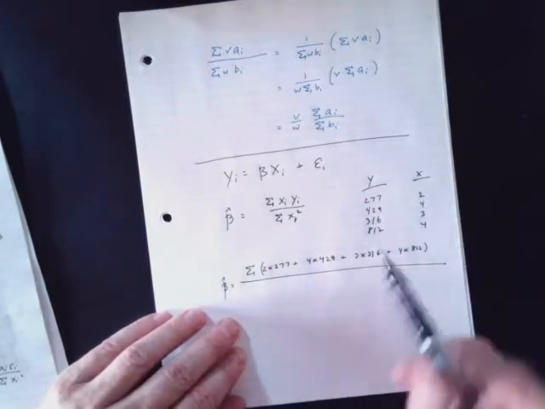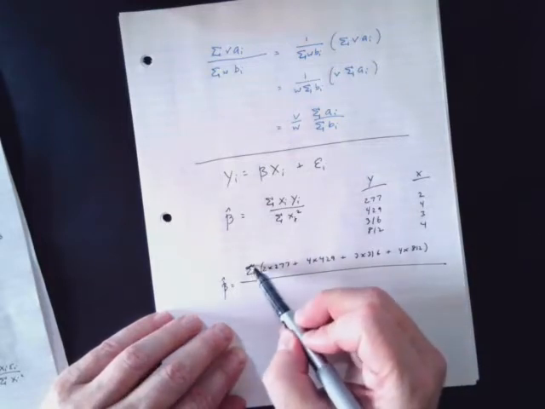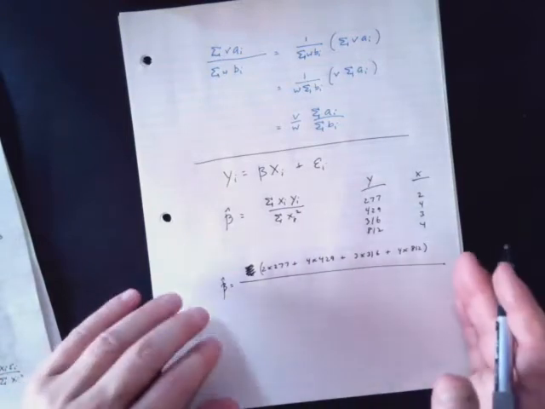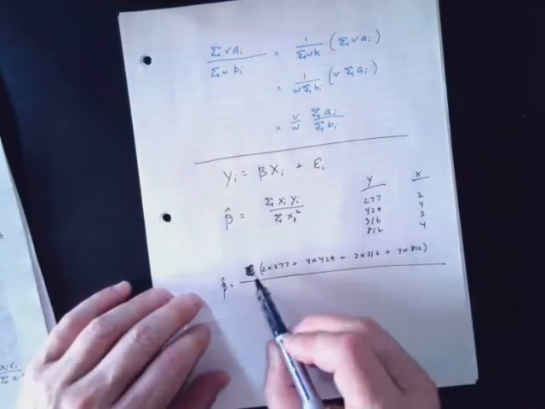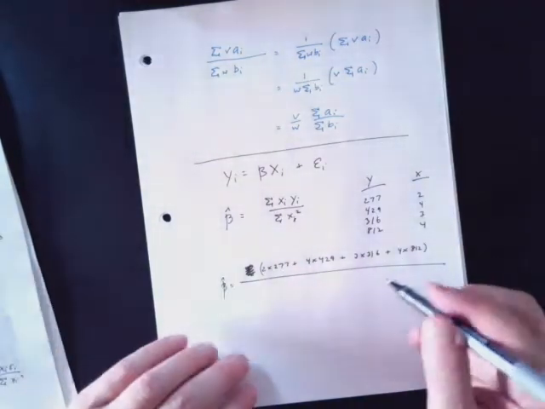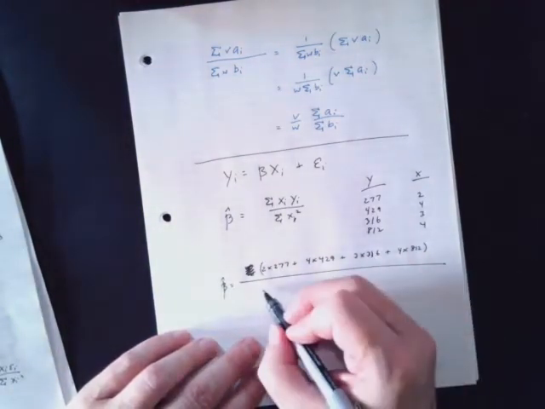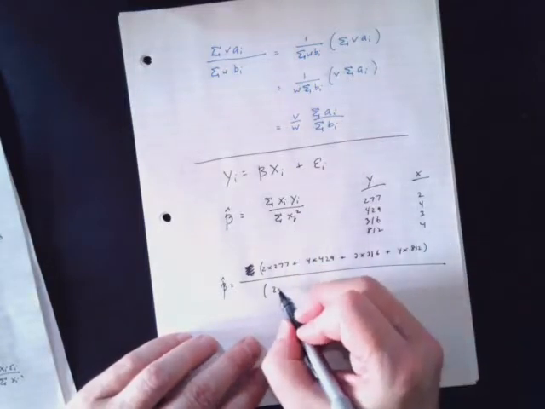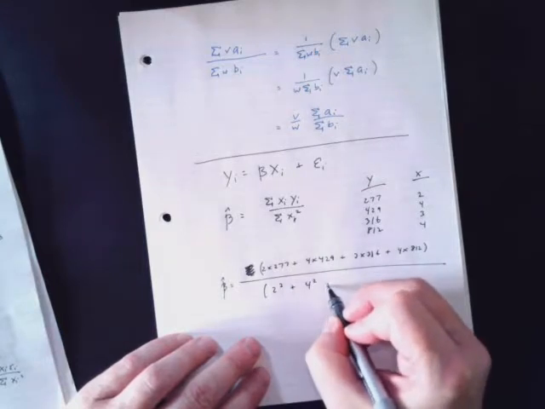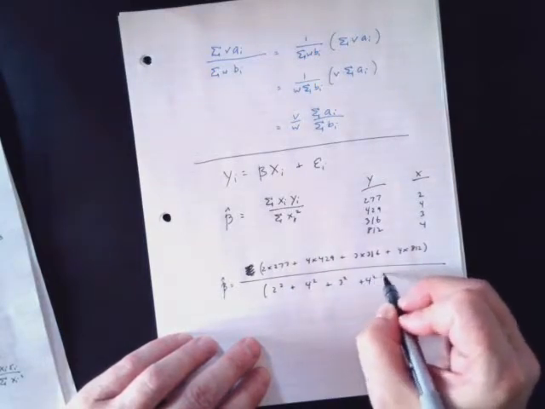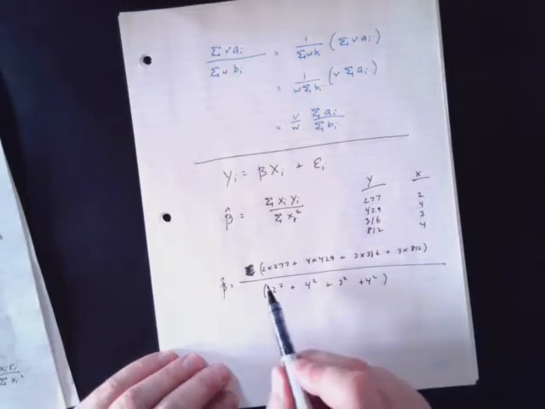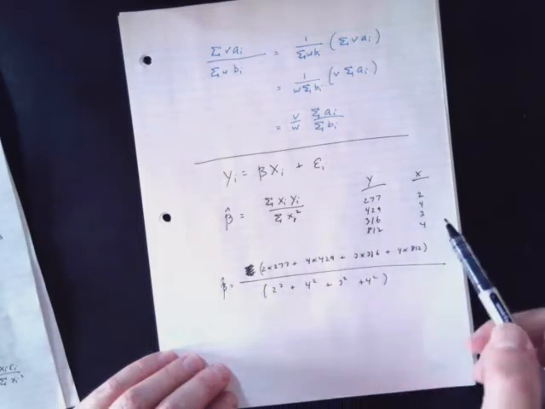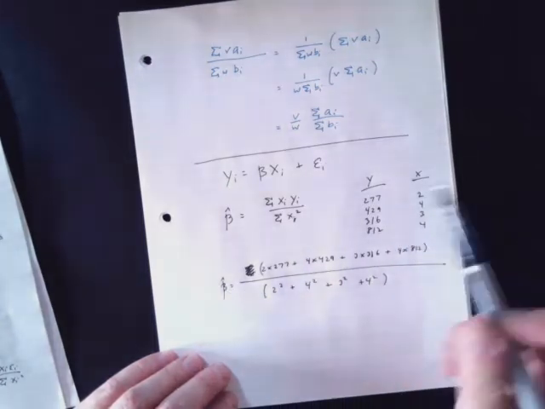Oops. Now here's a mistake. I didn't need to write the summation because I've written out the individual terms and they're all added up. So I'm not adding these up and then adding up again. Just the one summation. And then on the bottom, we'll have the sum of these things all squared. So it's 2 squared plus 4 squared plus 3 squared plus 4 squared. Okay, so that would give us the slope of the line of best fit through these data points.